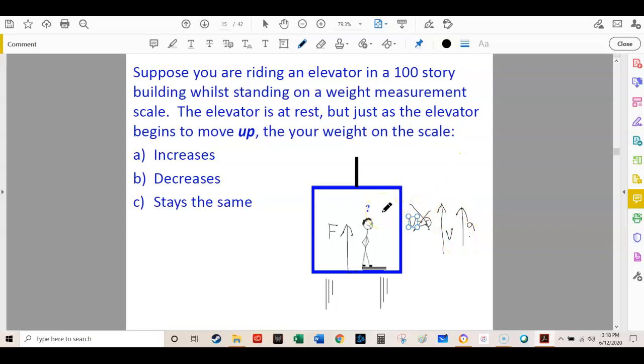So the fact that you want to stay still means you're resisting that force working on you, which means that you are going to start to feel heavier, right? So if you've ever been in the bottom of an elevator, you hit the button, it starts to speed up as it's moving upwards. That means the bottom of the elevator is forcing you upwards. You're going to feel heavier than you normally do, okay?